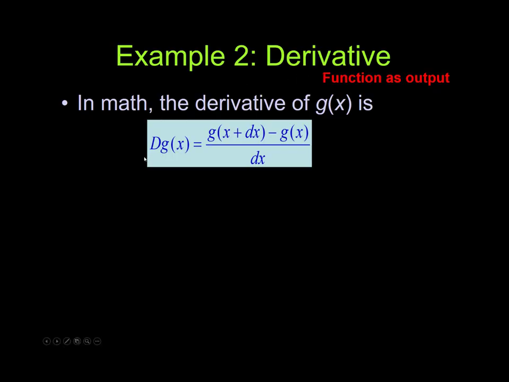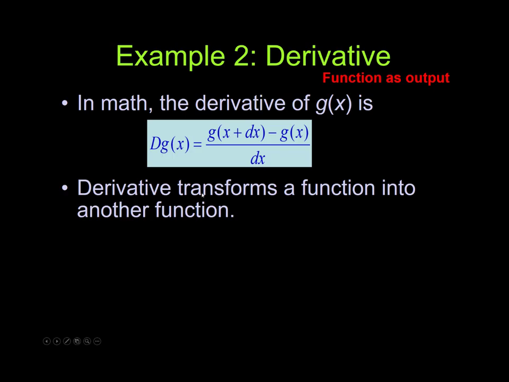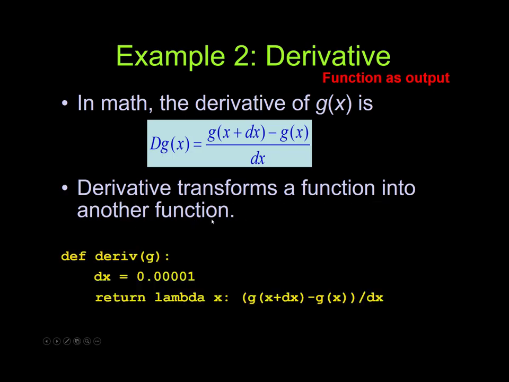In mathematics, the derivative of g at x is equal to the gradient at x, which is taken as g(x plus dx) minus g(x), divided by dx. So a derivation is actually a transformation of a function into another function. So we can define derivation of a function g. It's taking a small difference dx equal to 0.00001 and returning a function lambda x according to the definition. So the output of this function is another function. So derivative is also a higher order function.